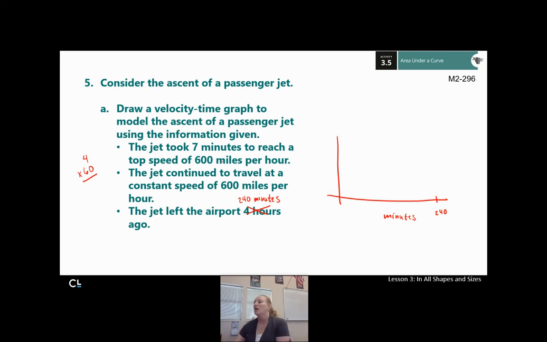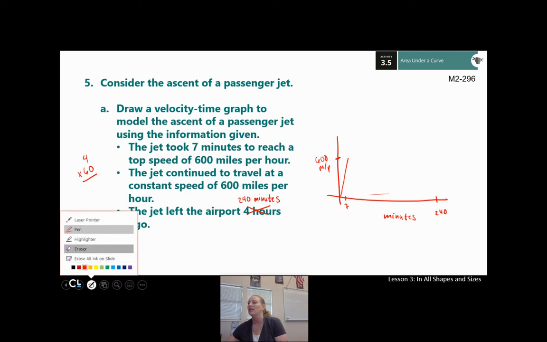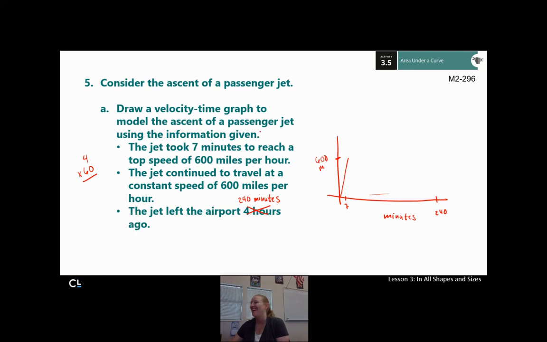Of course, the jet starts at the ground and then the jet takes off, and after only 7 minutes, and if that's 240, 7's like little, right? 7's like over here. And after 7 minutes, we have hit our top speed of 600 miles per hour. Except Miss Scott can't write. This is not the prettiest graph. It's not a pretty graph at all.